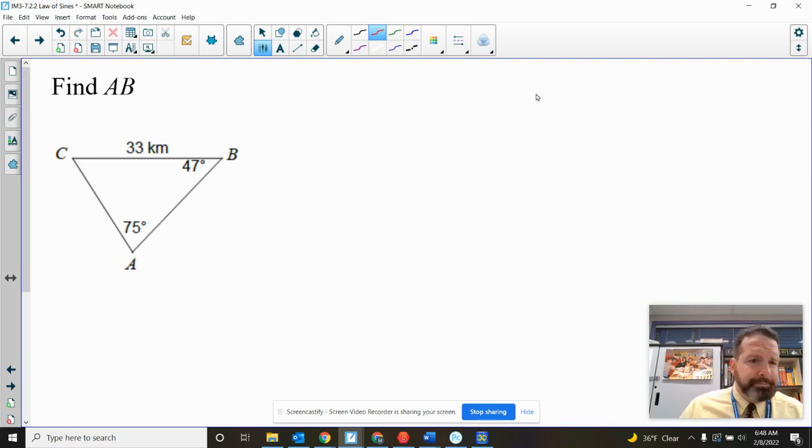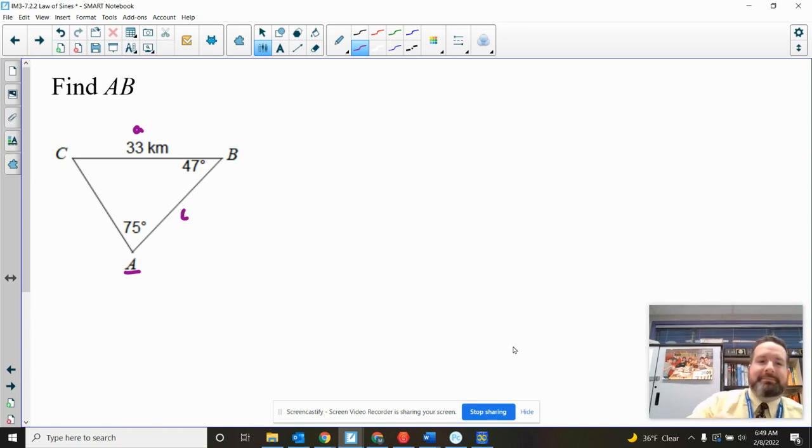Okay, next one. I want to find AB, so let's see what we got. I have angle A and the side across from it. All right, I've got my set of opposites. This is the side I care about, AB. So that's across from angle C. But shoot, we don't have the measure of angle C.